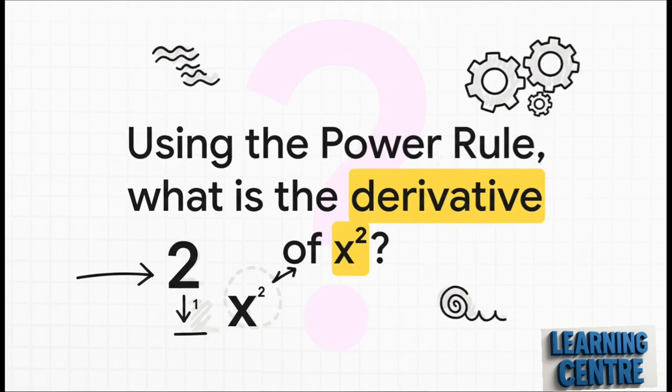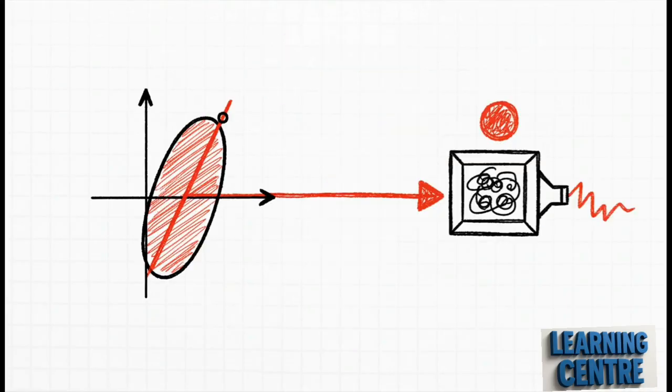All right, let's try it out right now. If our function is x squared, what happens when we use that little recipe? So the power is 2, we bring that 2 down to the front, and then we reduce the power from 2 down to 1. So, what do we end up with? You get 2x, and this is where the magic really happens.